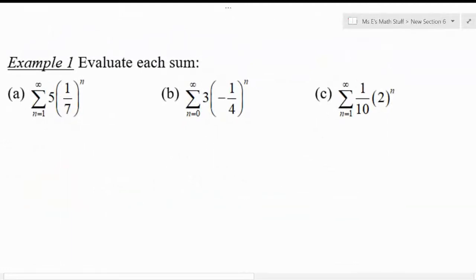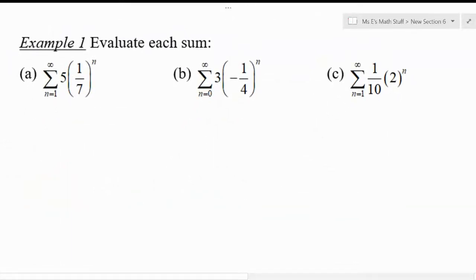All right, my friends. With that said, let's have you try to evaluate each of the following sums. Part A is the sum as n goes from 1 to infinity of 5 times 1/7 to the n, and then you have parts B and C to consider as well.